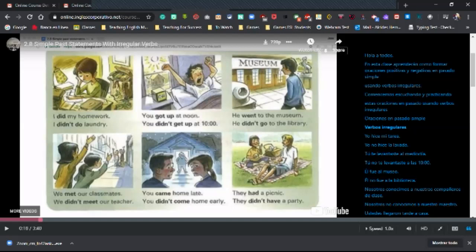En el positivo, ¿por qué le quitó el do? What do you mean? Yes, I did. In the positive, yes, I did the laundry, because here is the auxiliary. When it's positive, yes, I did the laundry. But in negative, look, I didn't do, so we need the auxiliary. Ah, okay. Thanks. Okay, let's go to number two.